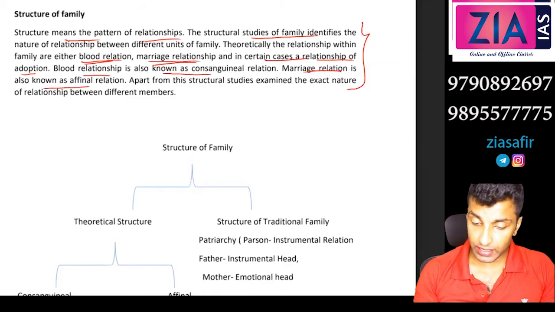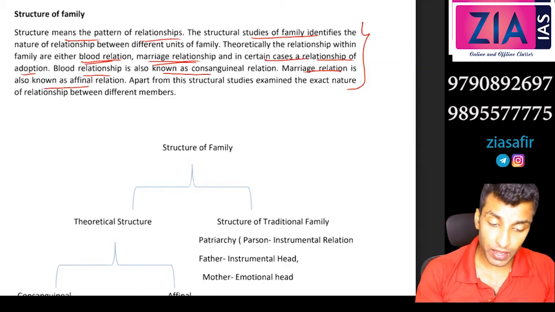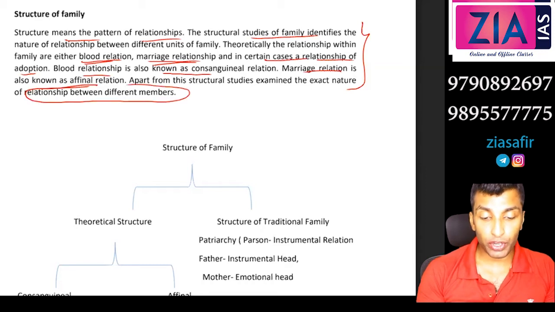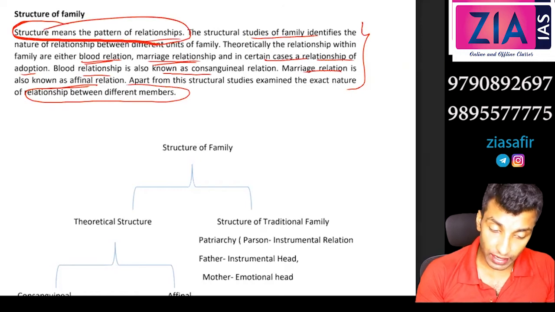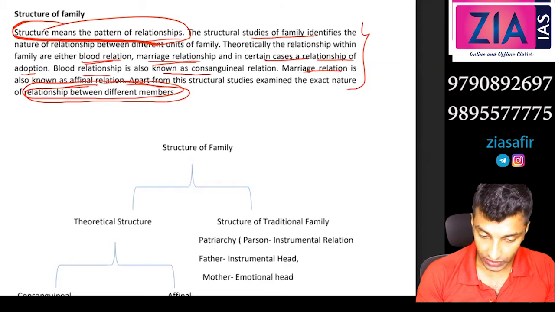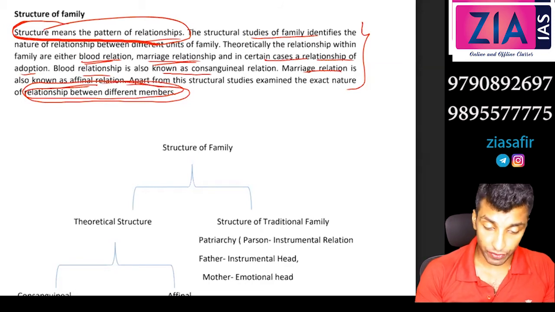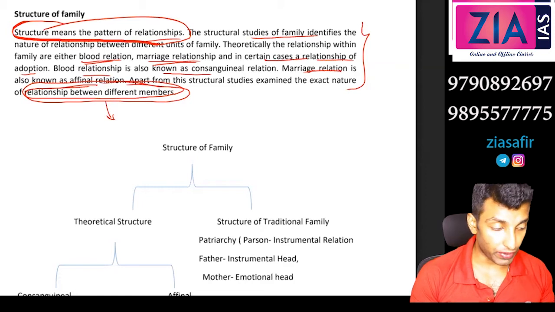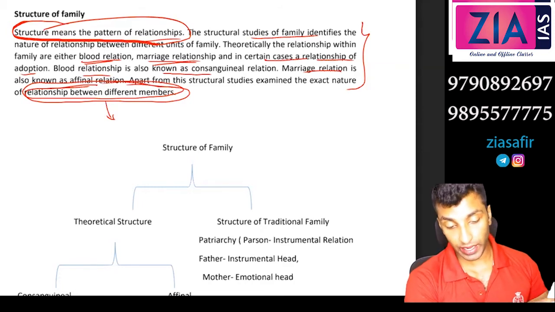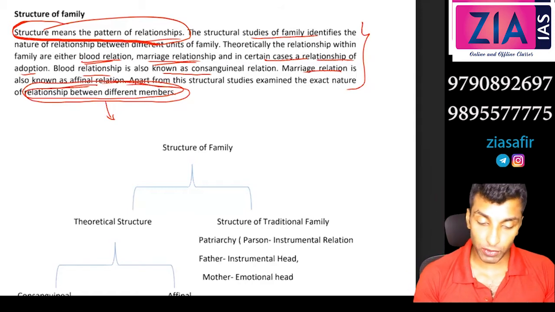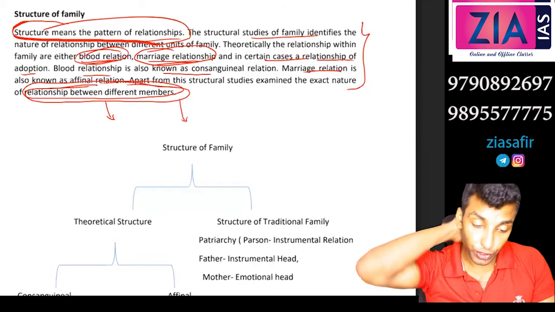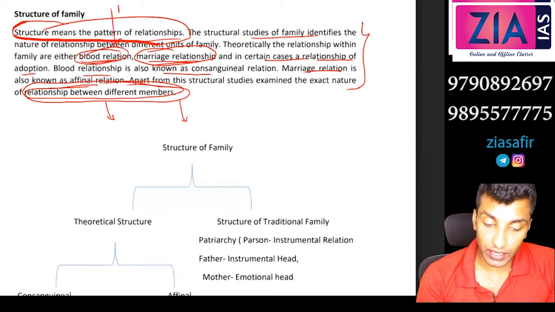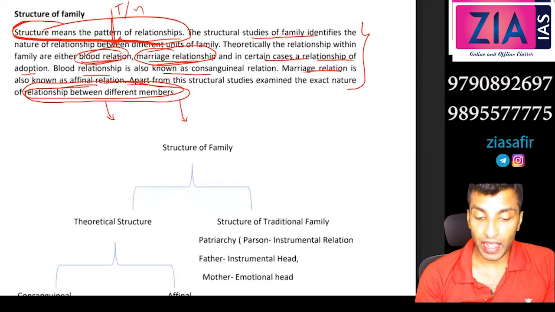Apart from this, structural studies examine the exact nature of relationship between different members. So what do you mean by structure? Structure means pattern of relations. So structural studies means what? Relationship between different members. That is what structural studies are going to identify. So you will talk about the relationship between different members, like who are related by blood, and we will also talk about marriage relation. We also have to talk about the changes happening from traditional society to modern society within blood relation and within marriage relation.